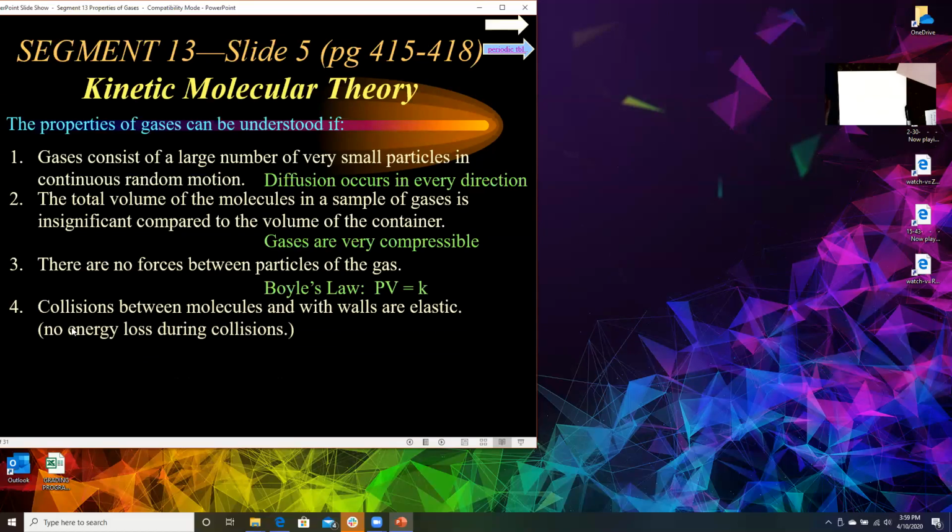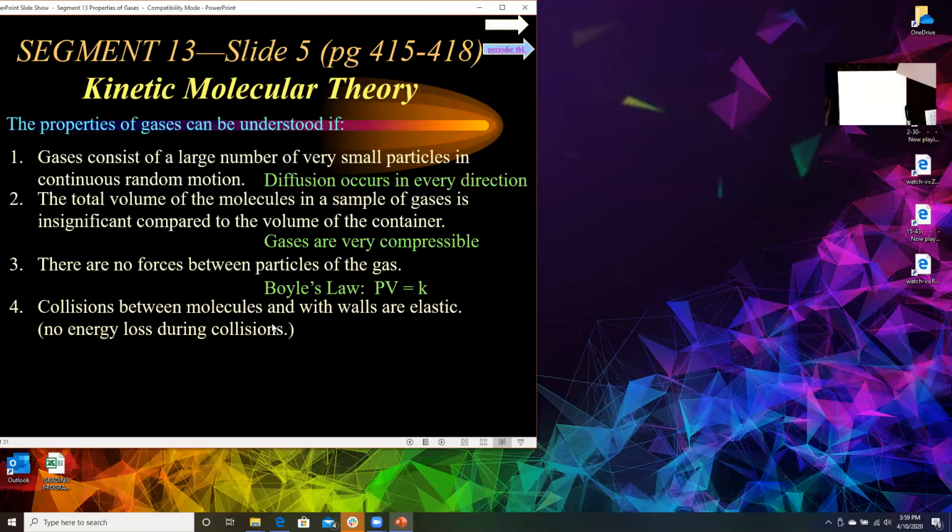Okay. Now, the other assumption is that the collisions between the molecules and the walls and with each other are elastic. What that means is they don't lose energy when they bump into each other or get close together.